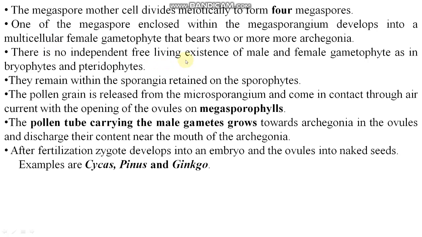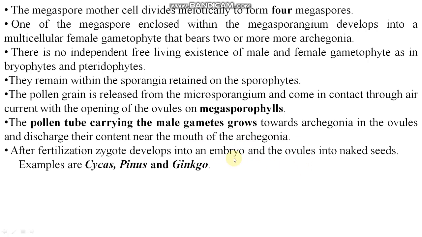So there is no independent free-living existence of male and female gametophyte as in bryophytes and pteridophytes. They remain within the sporangia retained on the sporophytes. The pollen grain is released from the microsporangium and comes in contact, through air current, with the opening of the ovules on megasporophylls, right? The pollen tube carrying the male gamete grows towards archegonia in the ovules and discharges its contents near the mouth of the archegonia.